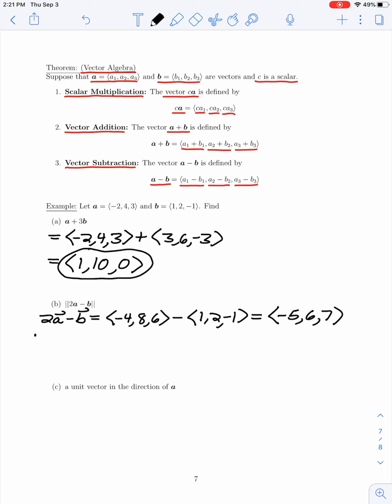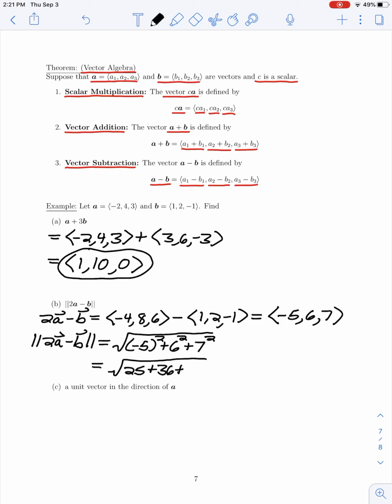So now to find the magnitude, or the length of this vector, 2A minus B, we would take the square root of the sum of the squares of our components. So here I would have the square root of -5 squared plus 6 squared plus 7 squared, which reduces to the square root of 25 plus 36 plus 49. Now 25 plus 36 would be 61, plus our 49 gives us square root of 110. So that would be the magnitude of that indicated vector.